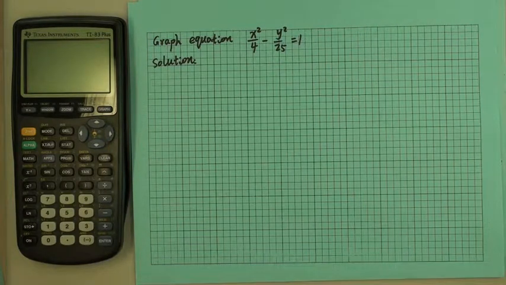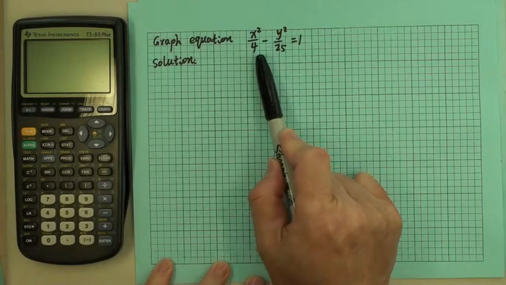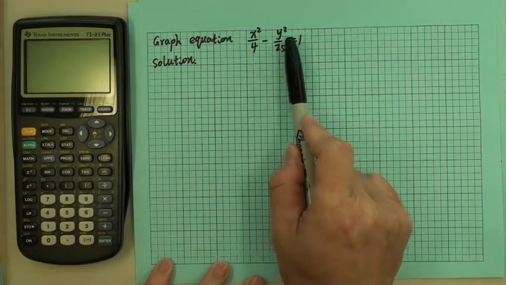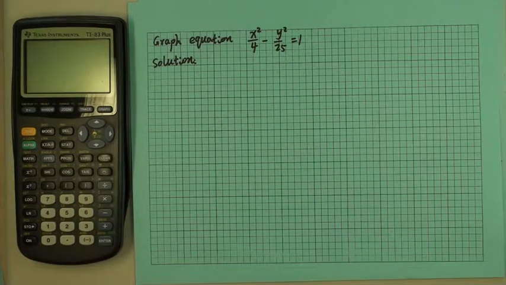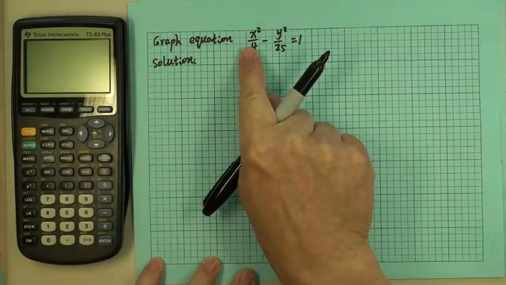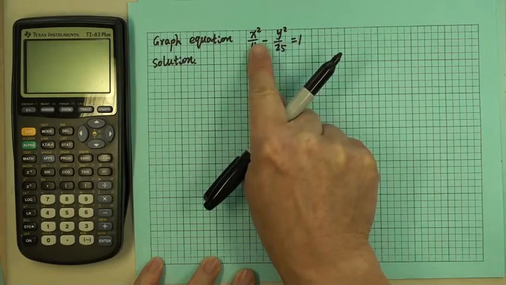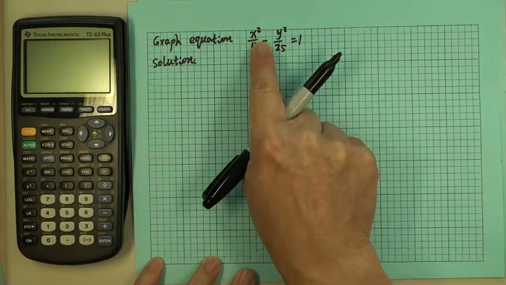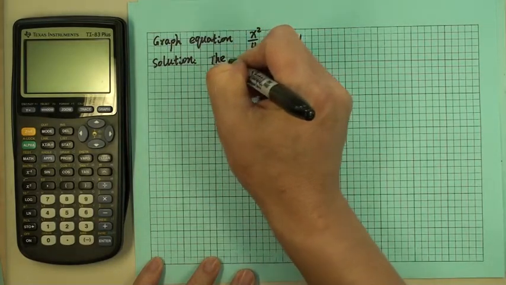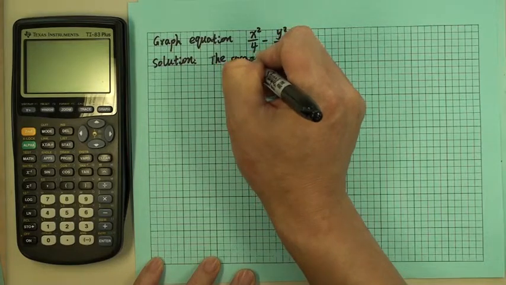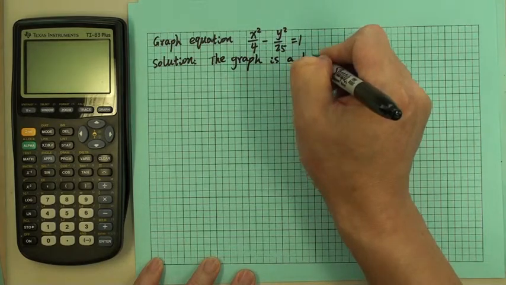In this lecture, we want to graph the equation x squared over 4 minus y squared over 25 equals 1. You know, those signs are different. This is negative in front of y squared, and in front of x squared is positive. So you want to say the graph is a hyperbola.